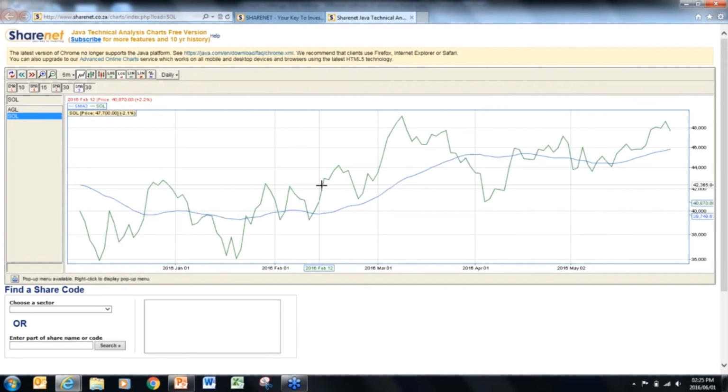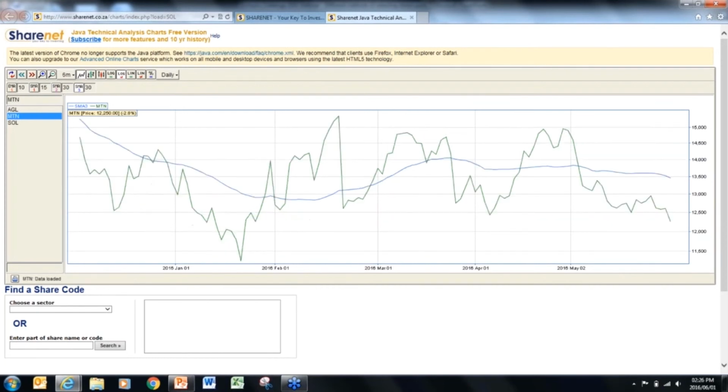Sometimes when it goes sideways, if the share is not trending up, you're going to be kicked out a number of times. You're going to be in and out a number of times, and it becomes confusing as to whether you should be in it or not. That, unfortunately, is the problem with moving averages: when there's a sideways trend, it's not good to use a moving average. But as long as there's a trend in a share, it's a good thing.